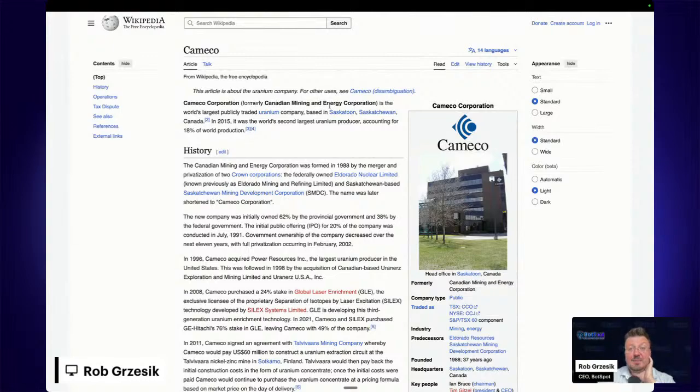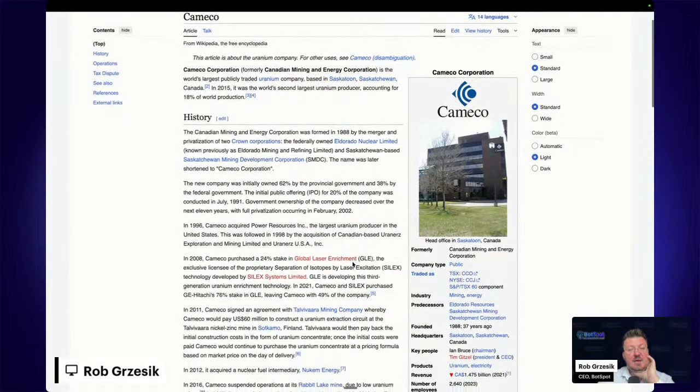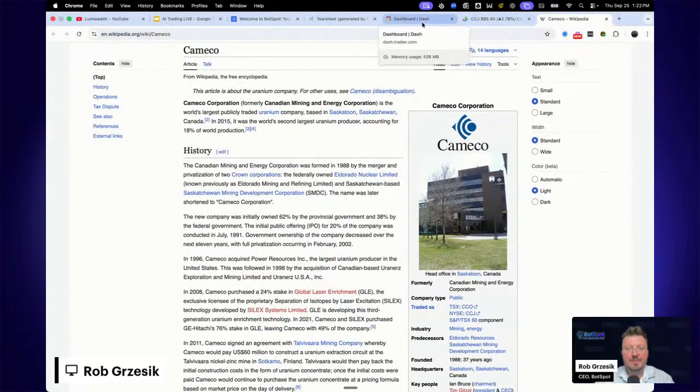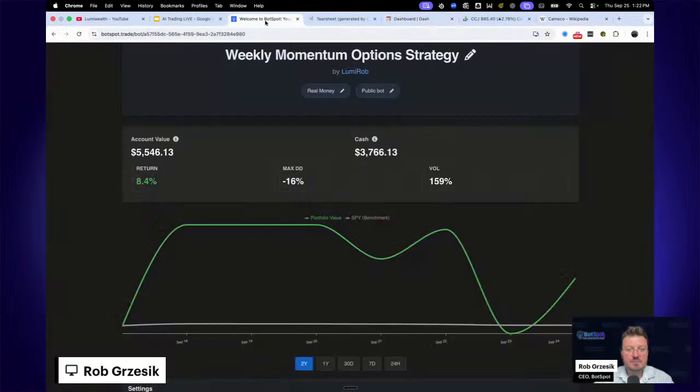It's a Canadian mining and energy company. I didn't even know that. Interesting. It's the world's largest publicly traded uranium company, based in Saskatoon, Saskatchewan, Canada. No way. Okay, well, no wonder this thing's doing really well. If it's mining uranium, I mean, we're talking about building tons of nuclear power plants now. So no wonder this thing's up. That makes a lot of sense to me. Good job, AI. You did a good job picking this stock.